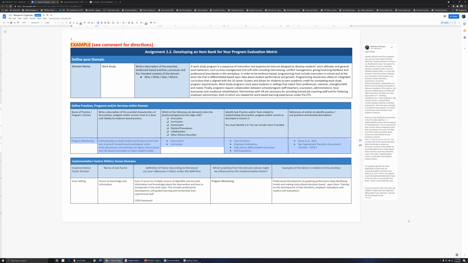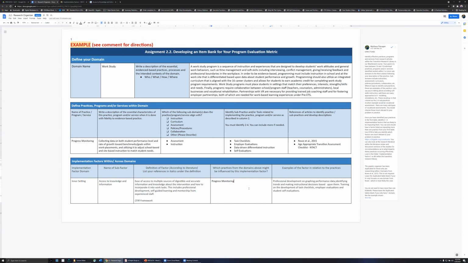And then we're going to say, so inner setting, and what does it relate to? Which practices? It may be one, or all of the practices that you've identified could be influenced by that factor. That's fine too. And then as much as possible, we want to give an example of that factor in relation to the practices. So I gave an example here of professional development on graphing performance data, identifying trends and making instructional decisions. So what you're doing now is starting to build out a little bit of what you might include in a question related to progress monitoring. This last part helps you to contextualize that factor within your problem and practice.